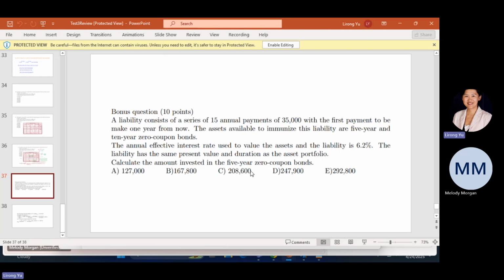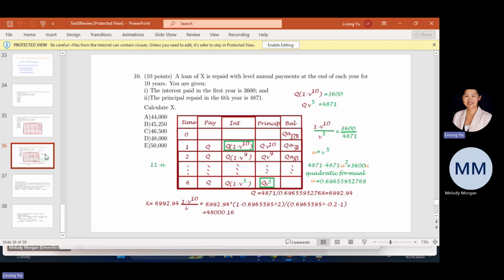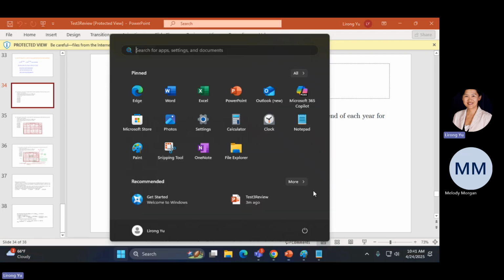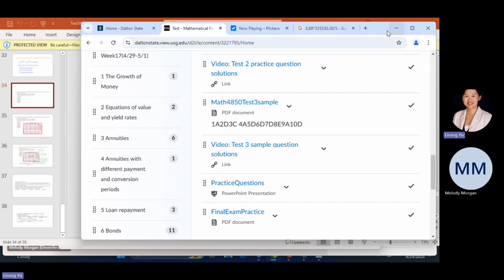I think that's pretty much all we need to do for today. That's talking about different types of immunization. Basically, there are two that we mentioned. That would be the practice question that we had on the test three sample question. There's a sample test three that I posted. So we're going over two types of immunization.